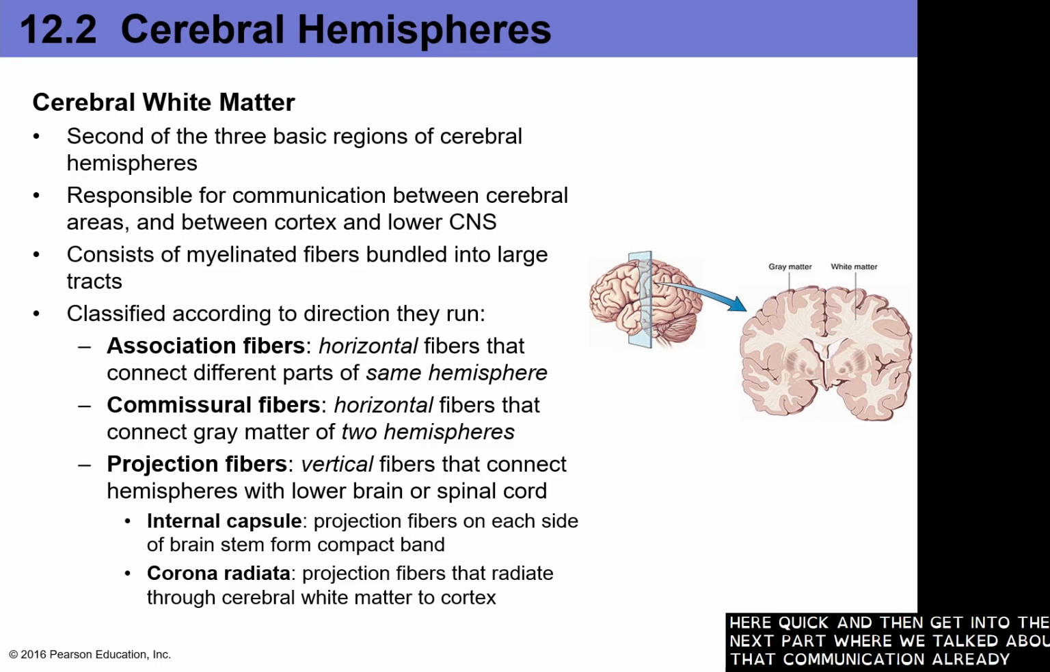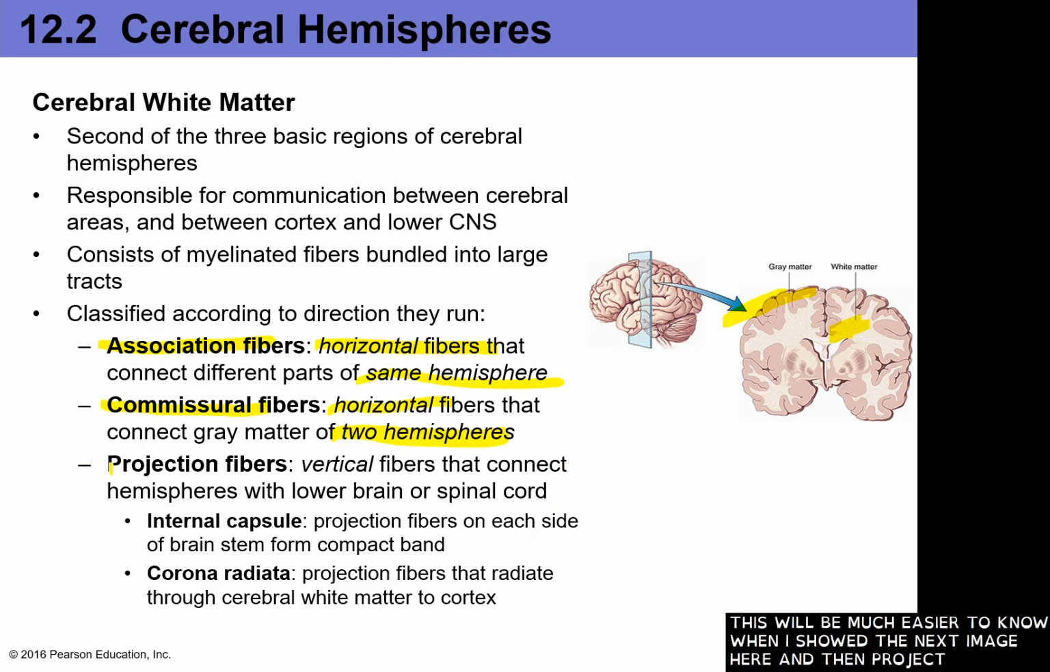Alrighty, so we talked about the gray matter being on the outside and the white matter being on the inside. Now we can form these different fiber tracts for these communication networks. The first ones here are these association fibers. Commissural fibers are horizontal fibers that connect two hemispheres. Association fibers are in the same hemisphere. And this will be much easier to show when I show the next image here.